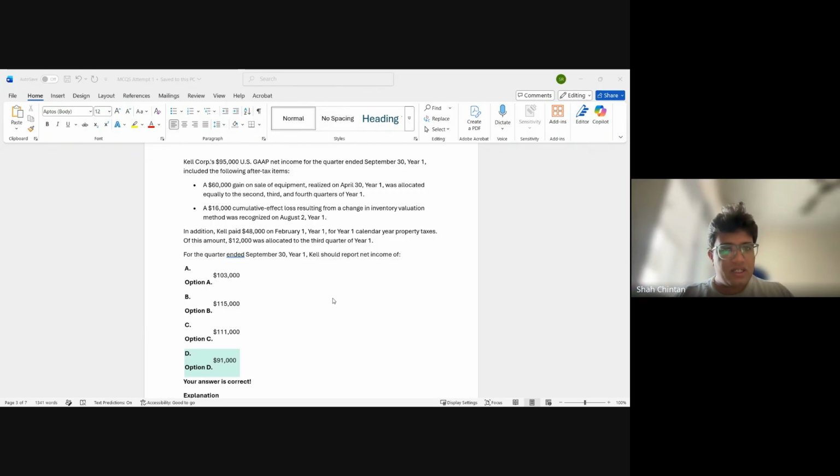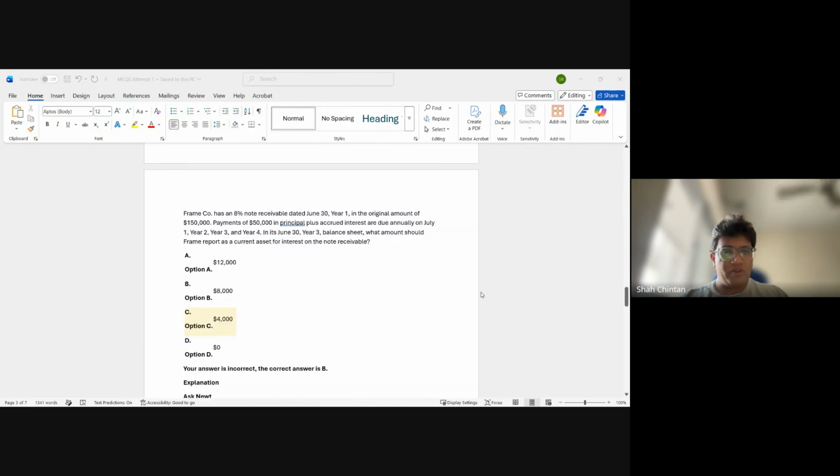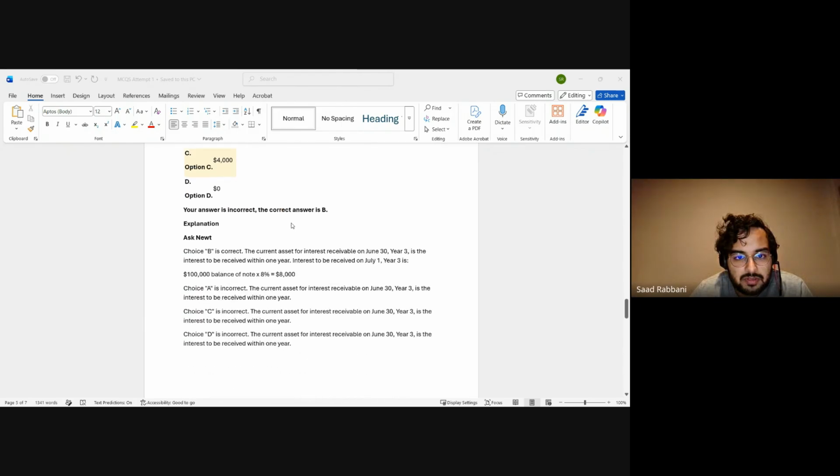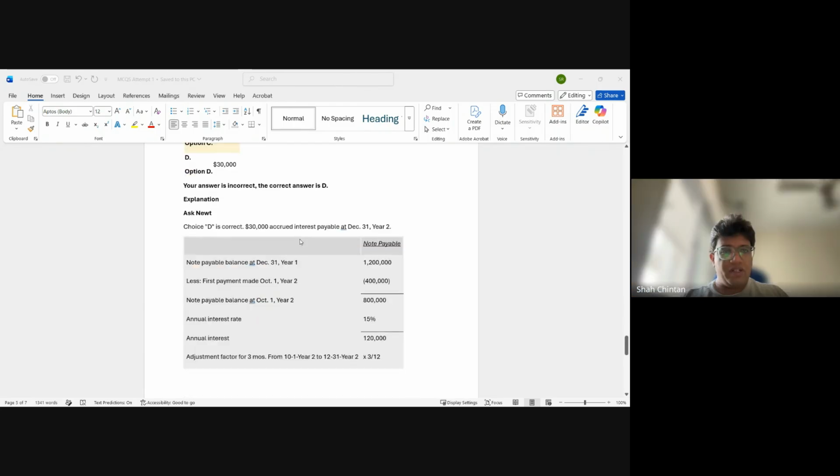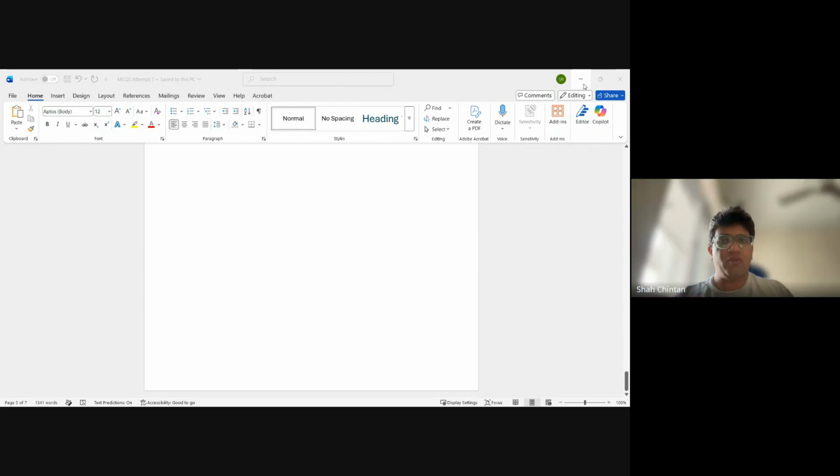Let's look at the second one. K Corporation has $95,000 US GAAP net income for a quarter ending, and following are the items. 60K is a gain, 16K is the cumulative effect on the inventory valuation, 48,000 you have paid for the calendar year property taxes, 12,000 is allocated. Let's hold this one too. Maybe in 2-3 days we have the interim financial reporting topic, after which you will understand this. This is also the percentage-based one, so we need to understand interest. Okay, so most of the topics are pending, so no worries. These were the MCQs of M3.